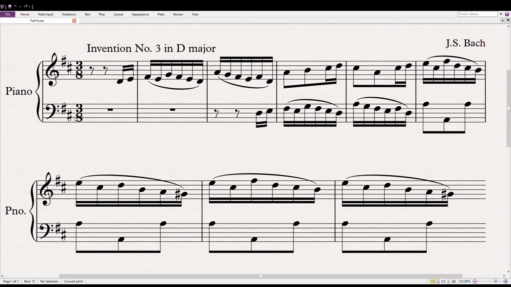So this key signature here tells us that every single F and every single C in the whole piece is going to be sharp unless it has another accidental telling us otherwise. So this F, this F, this F, this F, this C, C, C, C, F, C, all of these notes are going to be sharp because this key signature tells us.